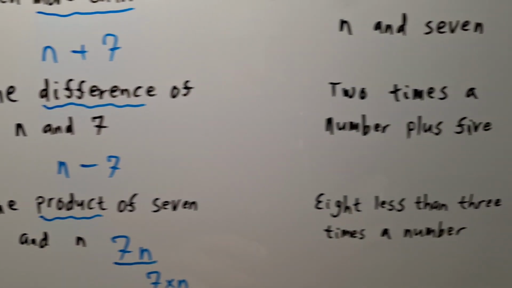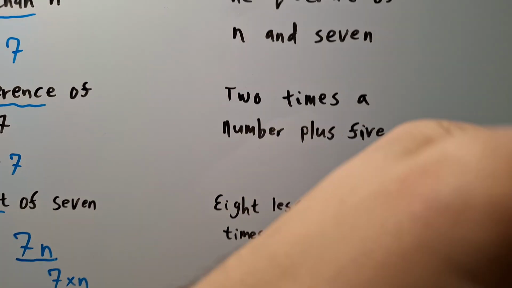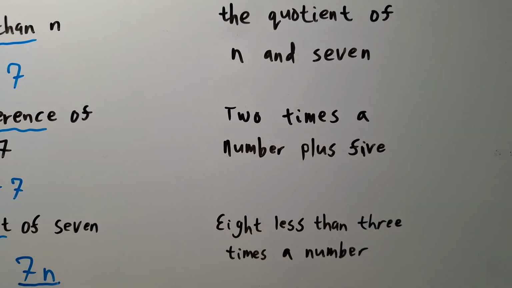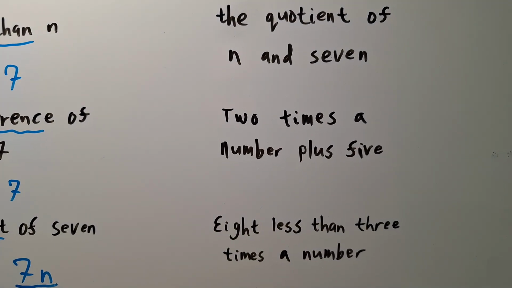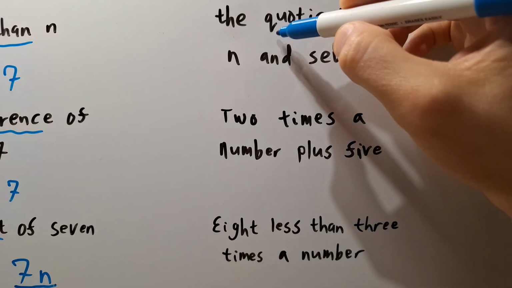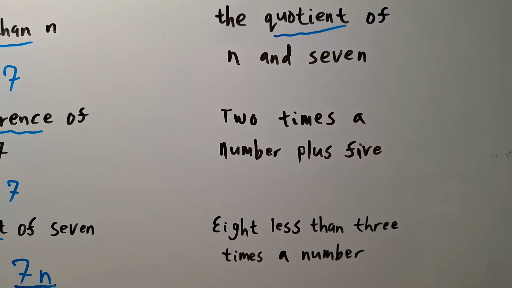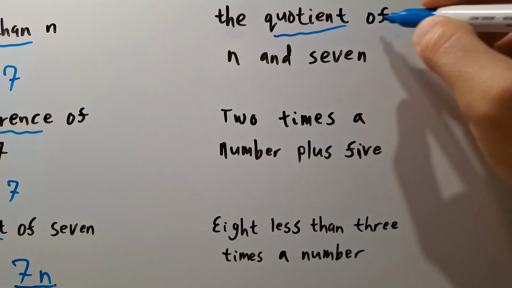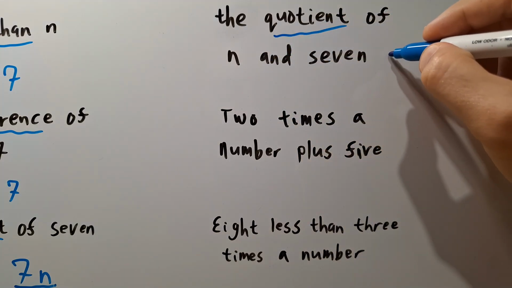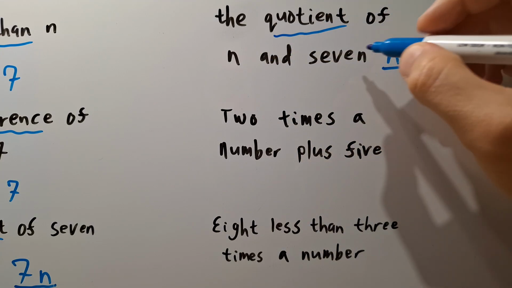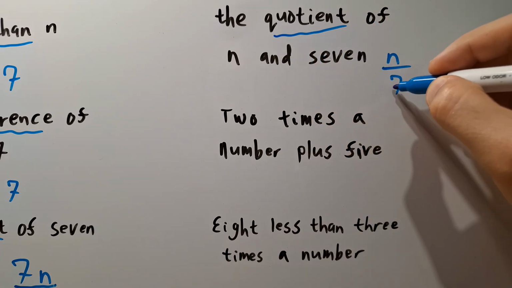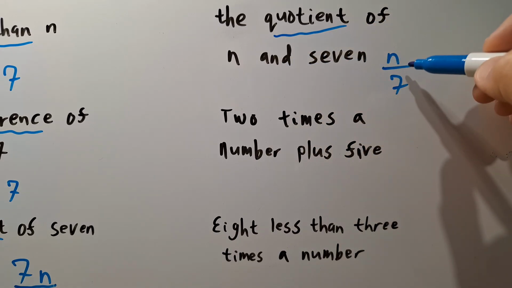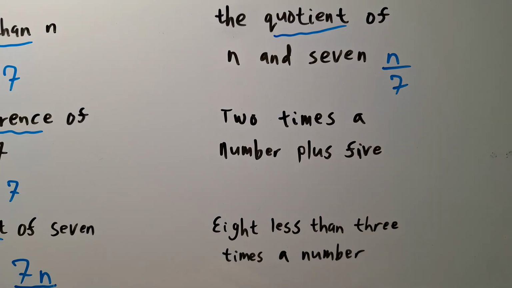Let's look at a few more. This first one here says the quotient of n and 7. So quotient refers to division. And much like subtraction, the order there matters as well. So the quotient of n and 7 can be written just like in the subtraction way, in this case, as such, n and 7, performing that division.